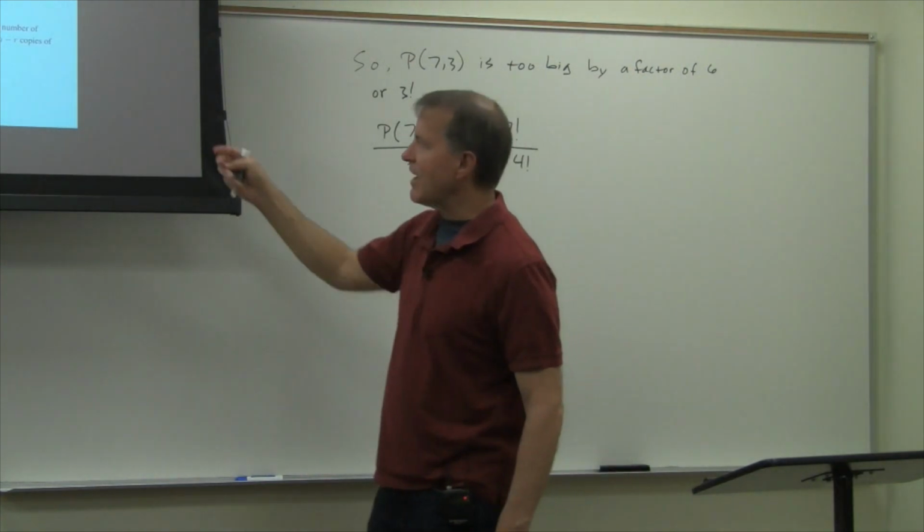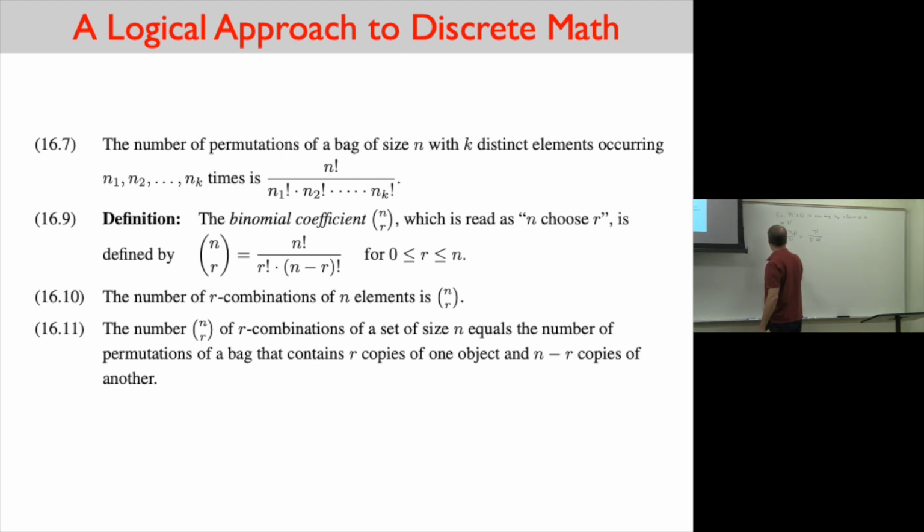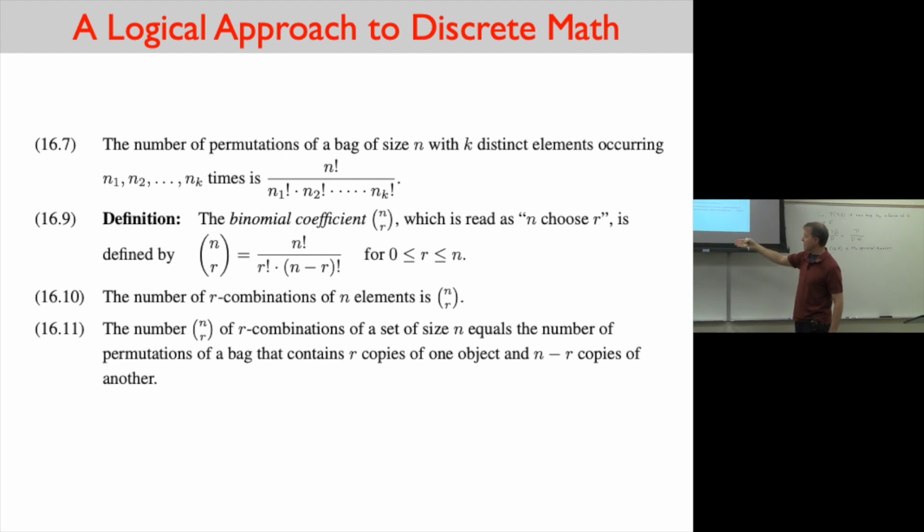Take a look at 16.9. That is what it is in general. This is 7 choose 3. 16.9 is the generalization. Is everybody clear? And then 16.10 is this example that we did, illustrating the number of r combinations of n elements. Here we defined what an r combination was, and what we just demonstrated is that the number of r combinations of n elements is n choose r.